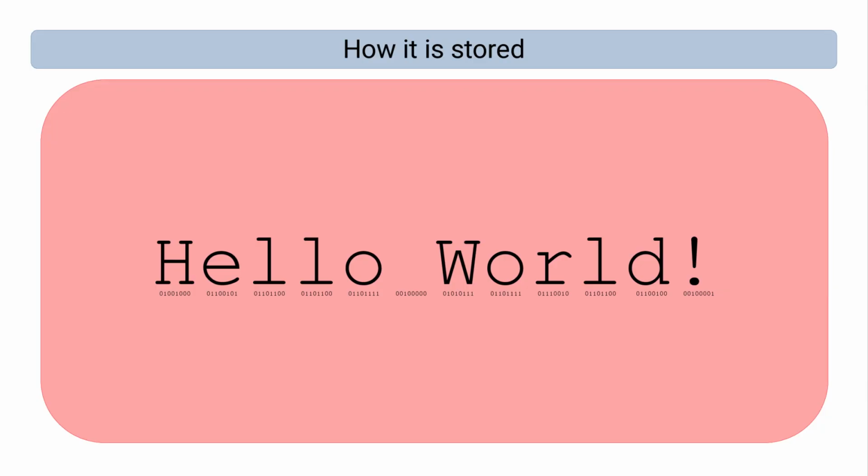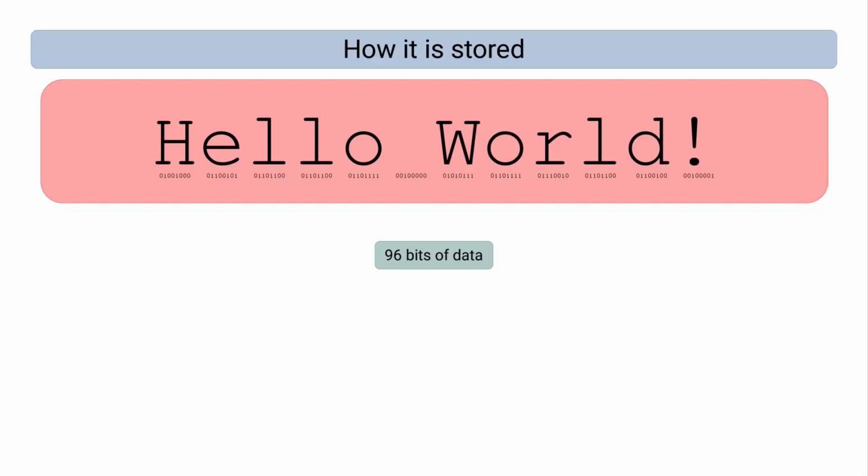Same thing with the exclamation mark. That is a number as well. And using the ASCII standard, each letter has 8 bits. Therefore, in this very specific example, we have 96 bits of data.